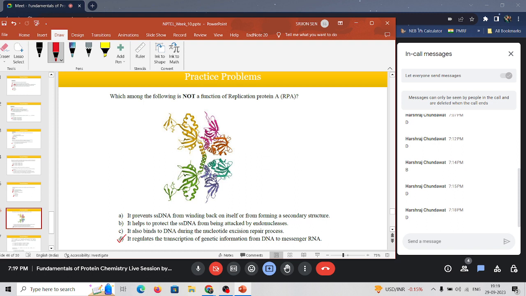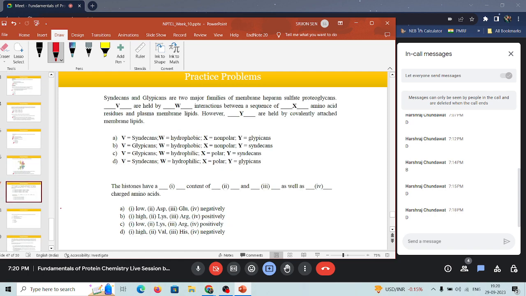Yes, because transcription factors are the proteins that regulate the transcription of genetic information from DNA to messenger RNA, and it's not a function of replication protein A, right? So it has to be done by a transcription factor. Okay. The next one.